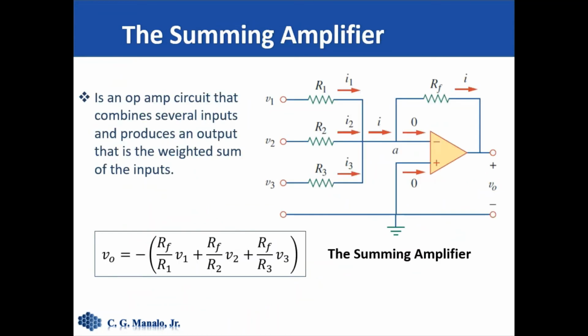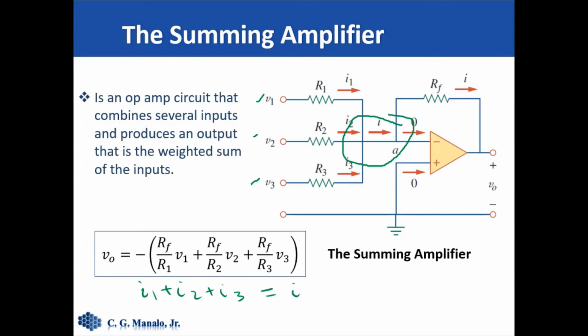As mentioned before, one of the functions of the op amp is to sum up signals. So here we have a summing amplifier where the op amp adds 3 signals, V1, V2, V3. The signals are connected to the inverting terminal via their resistances R1, R2, and R3. We can compute for the output voltage by writing a KCL on this node. So there we have I sub 1 plus I sub 2 plus I sub 3 equals I.